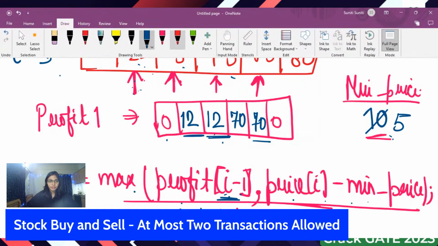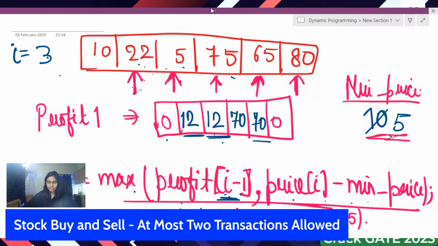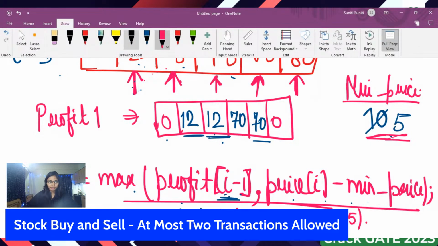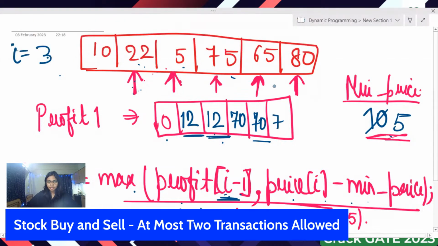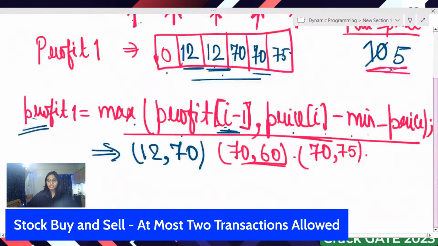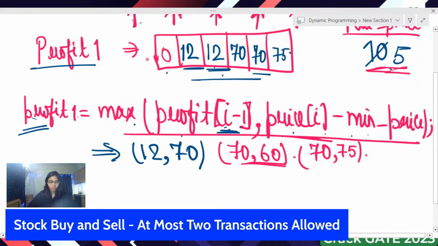Now, let us move to the last value, that is 80. Again, we don't need to update the min price. It remains the same. And the comparison is now between 70 and 80 minus 5, that is 75. Exactly, so now it will be 75. So let me write it here. 75. So this is how our profit 1 table looks like. Cool. Now we need to fill our next table, that is profit 2.